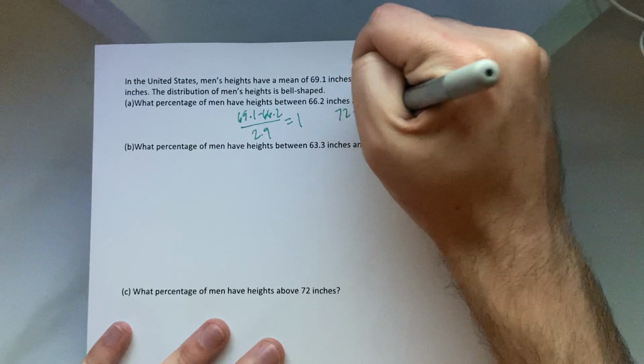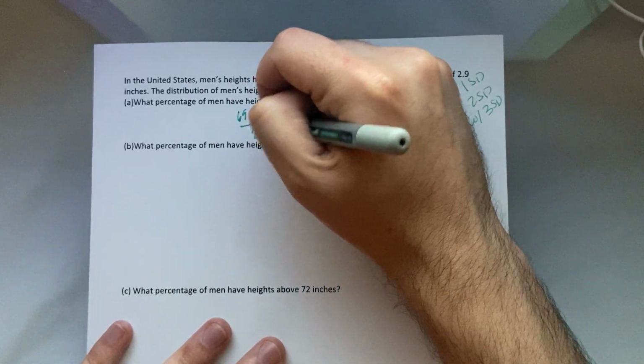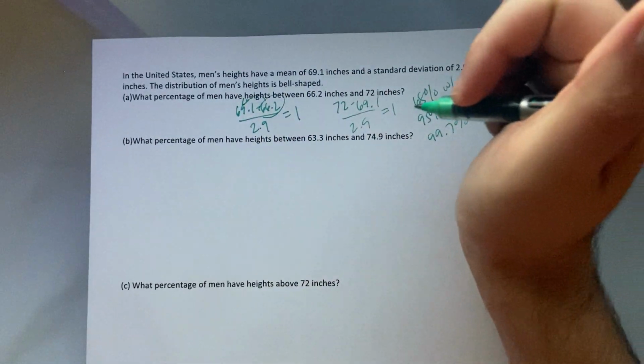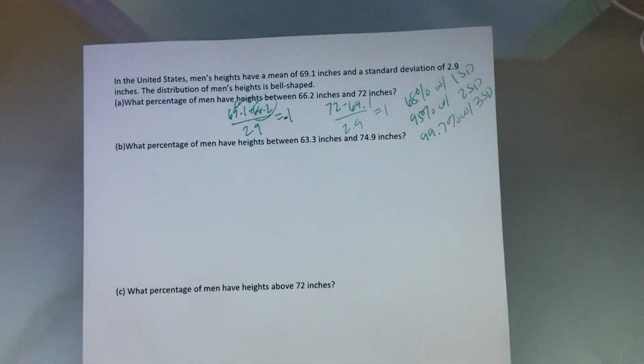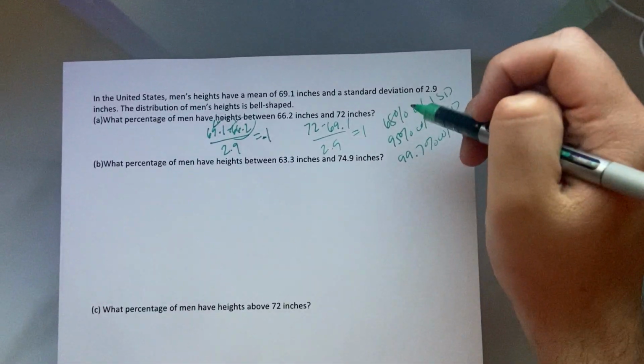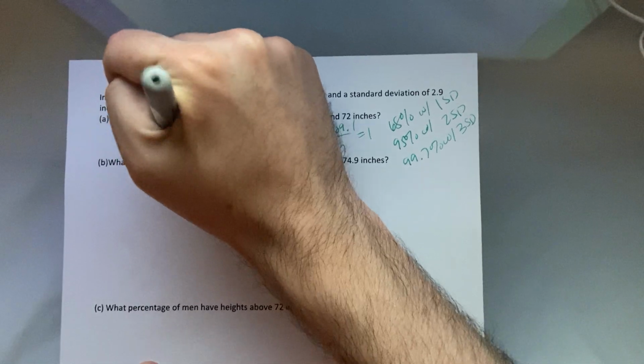72 minus 69.1 over 2.9 is also 1. This is the reason that I would put this left. If the 66.2 is on the left, you get -1, and it lets you know that's 1 below and 1 above. And we know what percent are within 1 standard deviation on either side, 68%.